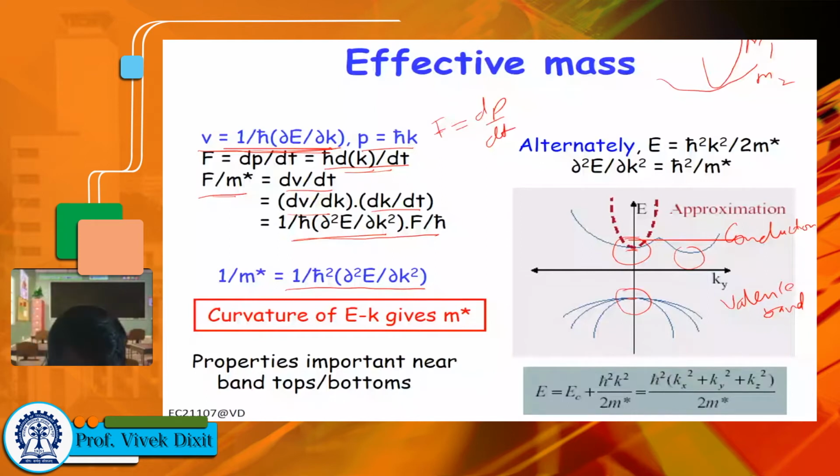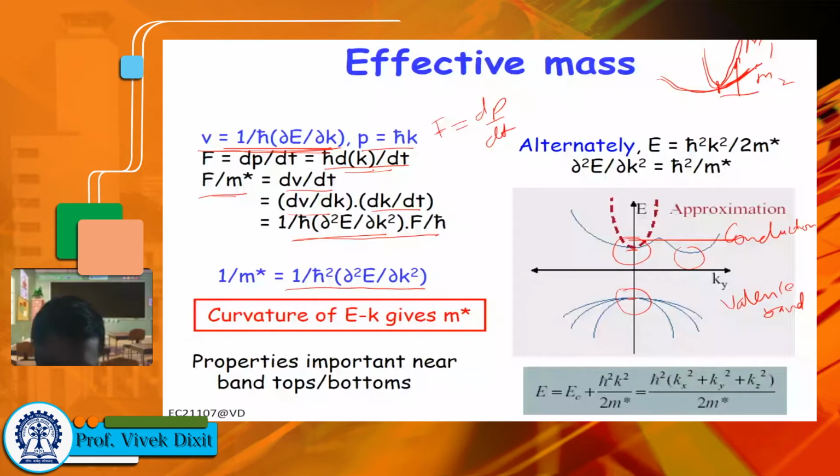So there are two parabolas, right? One is a sharp parabola, m2, right? Why? Because here the equation of parabola is E equals h bar k square by 2m, right? If the mass is more, see, you start from 0 here, right? For the same k, if mass is more, E will be less, right?